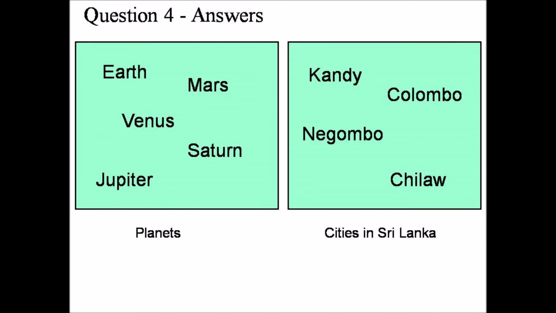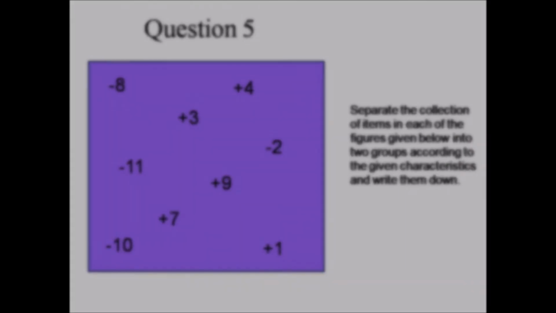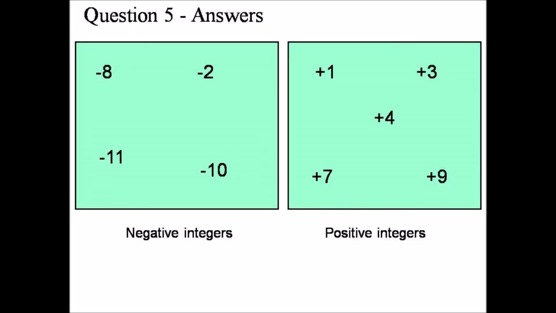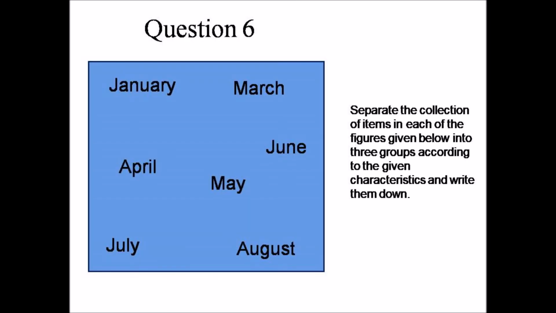I hope that you can separate planets and towns in Sri Lanka like this. Next, in our fifth example, you can see clearly we can separate these items into two main groups as negative integers and positive integers. With the sign, you can identify what are negative integers and what are positive integers. Question number 6. You need to separate these items into three main groups.